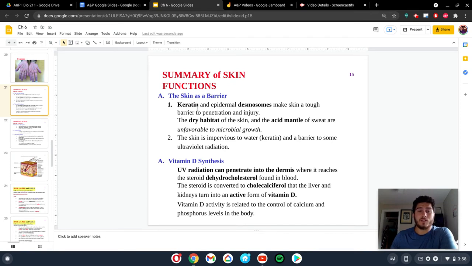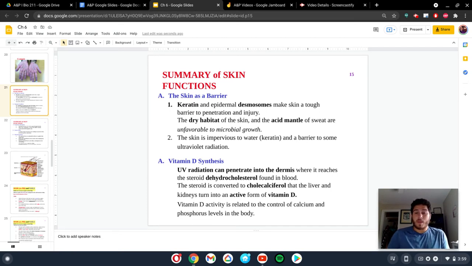So as we discussed, keratin is going to be located within the epidermis. And not only that, if you remember what we talked about, keratin is going to be important for toughening the skin and making sure it's impervious to water. Not only that, there's going to be desmosomes that are going to be connecting these cells together. This is, again, in order to make sure that your skin is a tough barrier so that nothing penetrates the skin, or very few things can penetrate the skin.